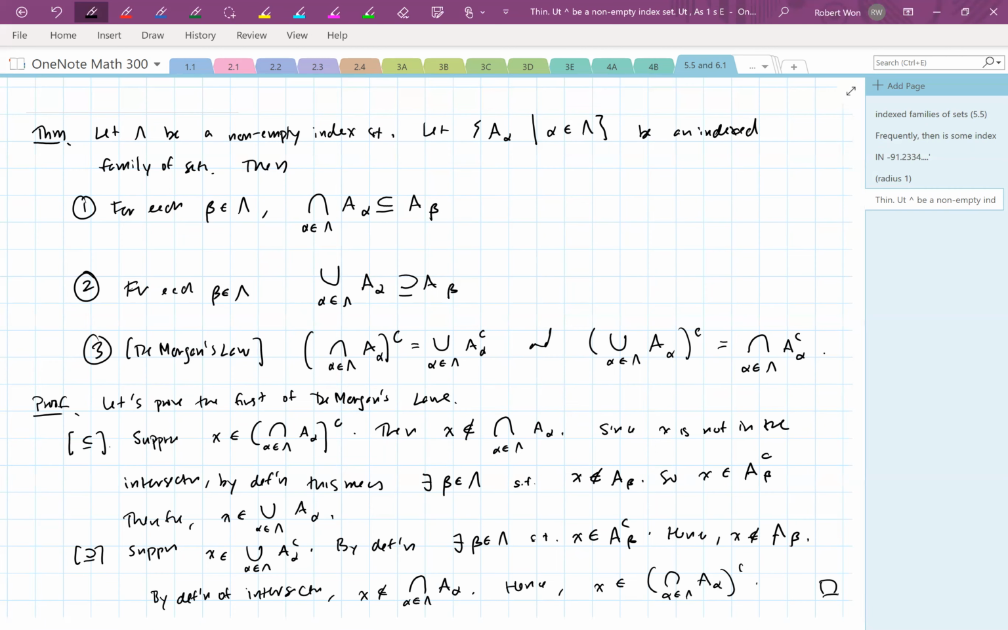Okay, so that's all I want to say about section 5.5, and I've still got some time, which means that I want to move on to chapter 6. And chapter 6 is on one of the most fundamental concepts in mathematics, and that's the concept of a function.